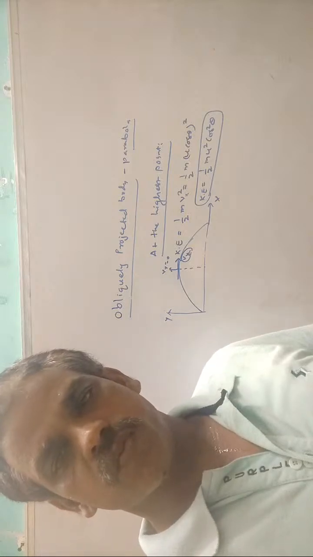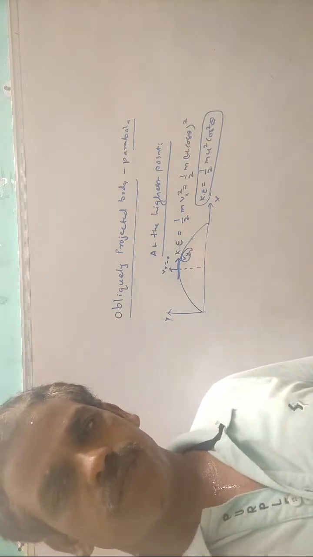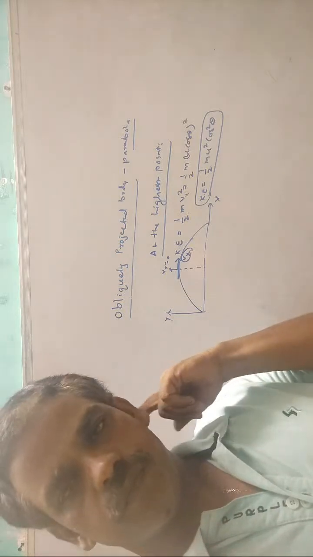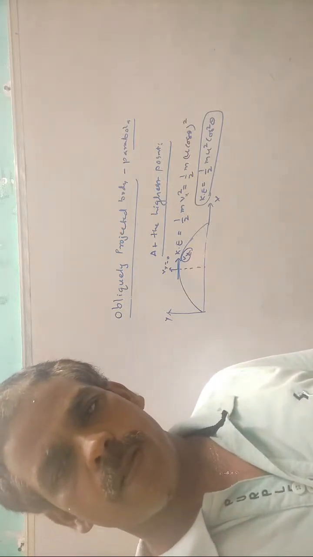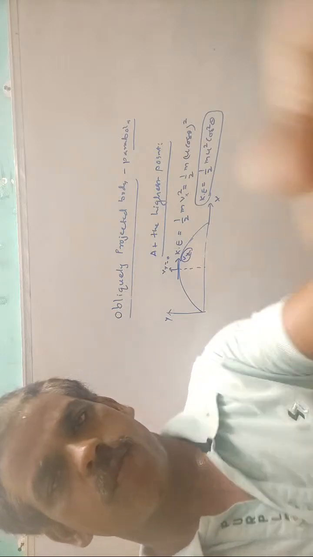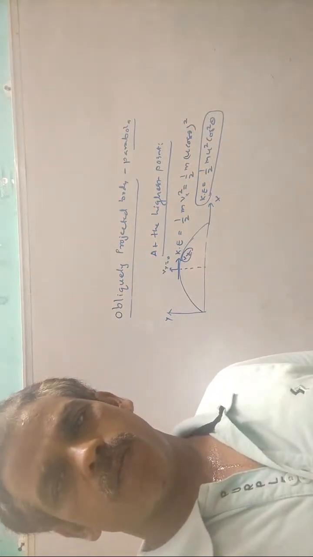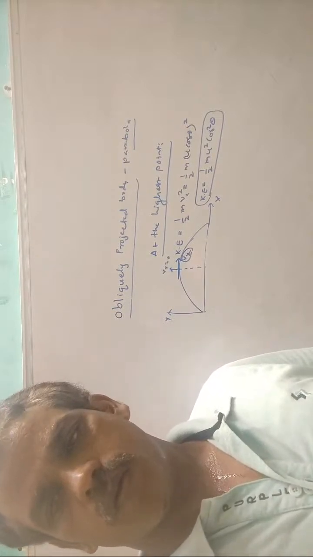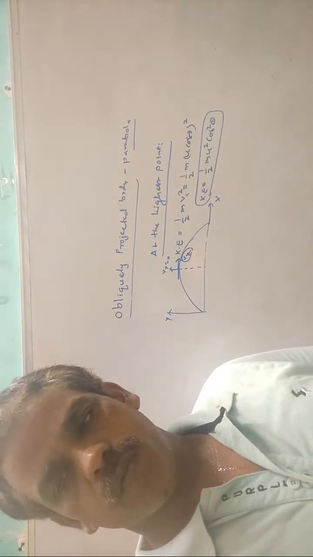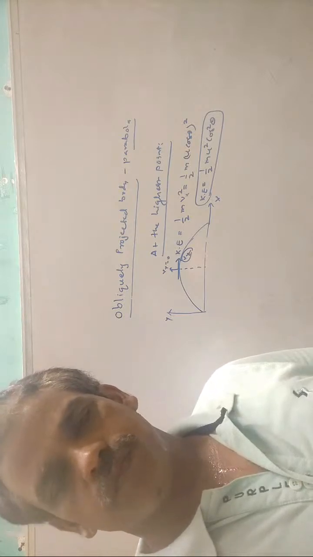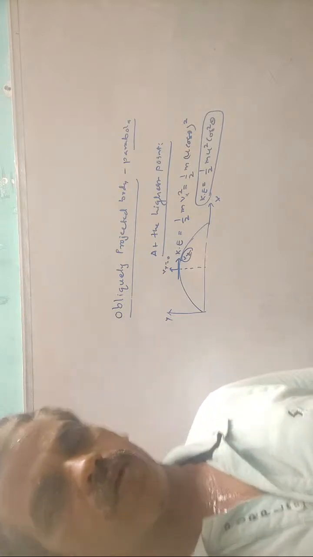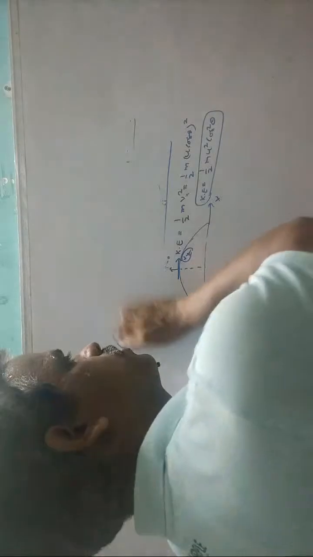Is it not visible clearly? Now it is. Now it is okay. Okay. See, I'm calculating here. I'm repeating. I think it is not visible to you. So I'm repeating.